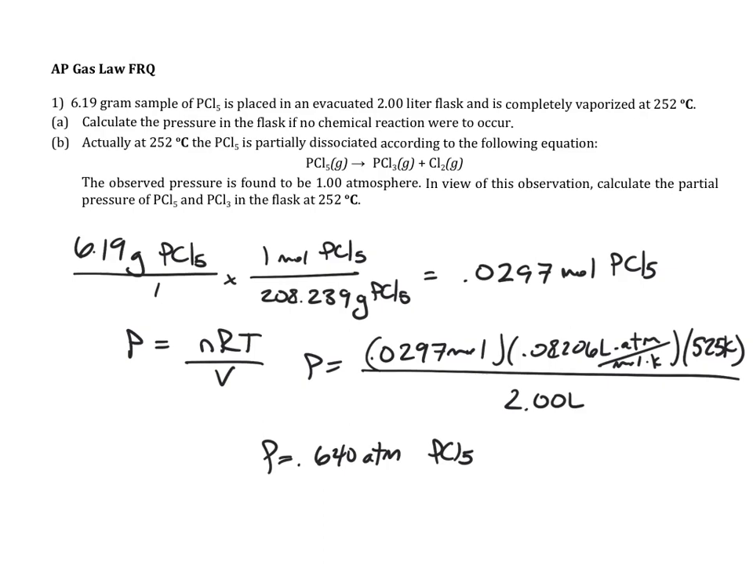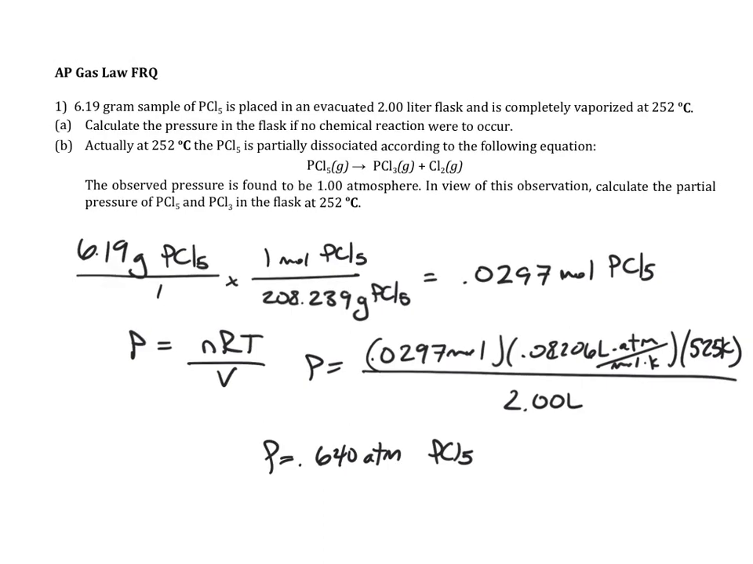Now I'm going to scroll down a little bit and give myself some more room to answer Part B. Part B says that some of the PCl5 dissociates into PCl3 and Cl2, and the total pressure inside the container is 1 atmosphere. So some of that's the PCl5, some of that's the PCl3, and some of that's the Cl2. So the first thing I'm going to do is use PV = nRT to solve for n, the number of moles of total gas in the container.